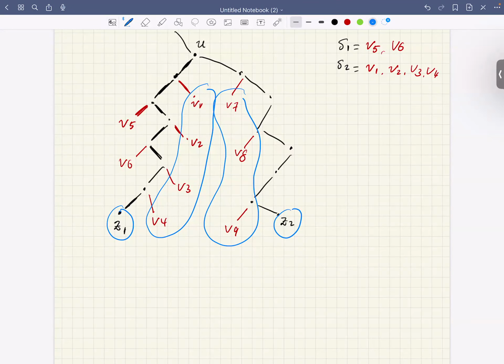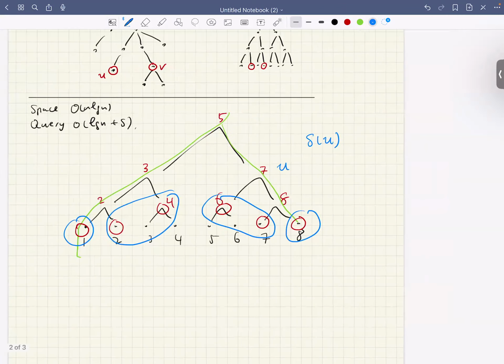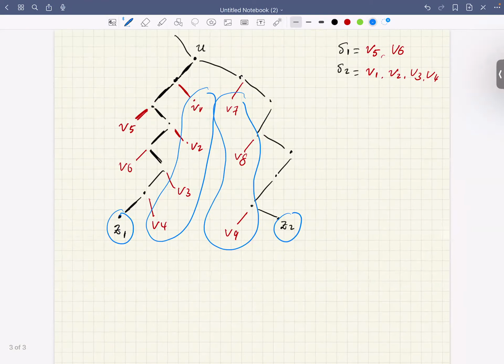Because if you understand how these 6 nodes were chosen, then you will be able to understand why I want to compute S1 and S2 in this manner. You see what I'm saying? So in general, how do you choose canonical nodes? You start from the LCA, because that's the place where these 2 search paths start to diverge, right?